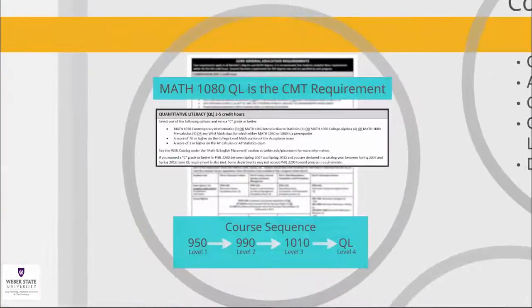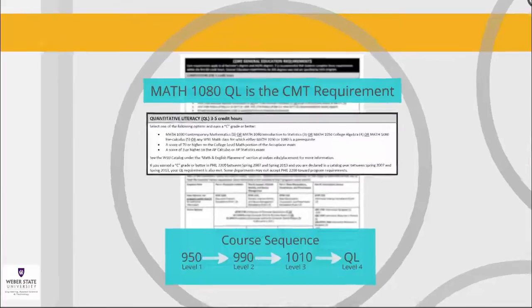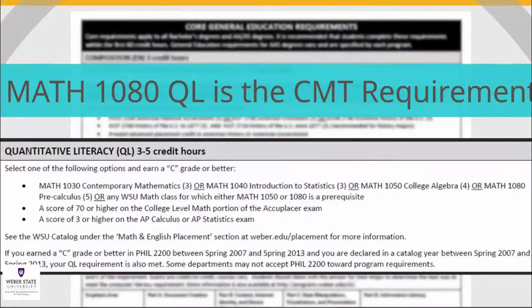The third requirement under the core section for general education is quantitative literacy. Please note, as a construction management technology student, your major requires Math 1080. This course will fulfill your quantitative literacy requirement.